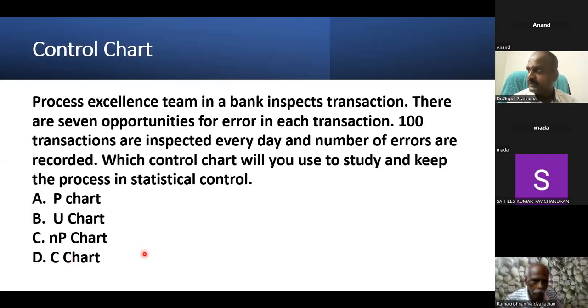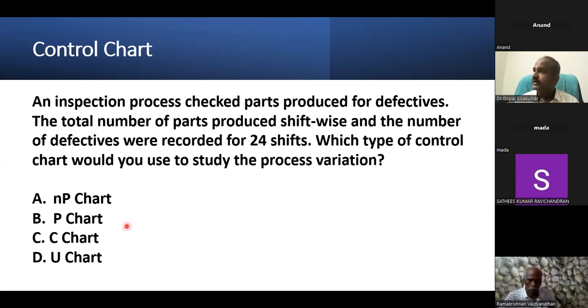The process excellence team in a bank is inspecting transactions. There are 7 opportunities for error in each transaction. 100 transactions are inspected every day. A number of errors are recorded. Which control chart will you use to study and keep the process in control? Are they talking about defects or defectives? Defects. That means defects, not defectives. See here, opportunities means it is defect. So definitely it is C or U, right?